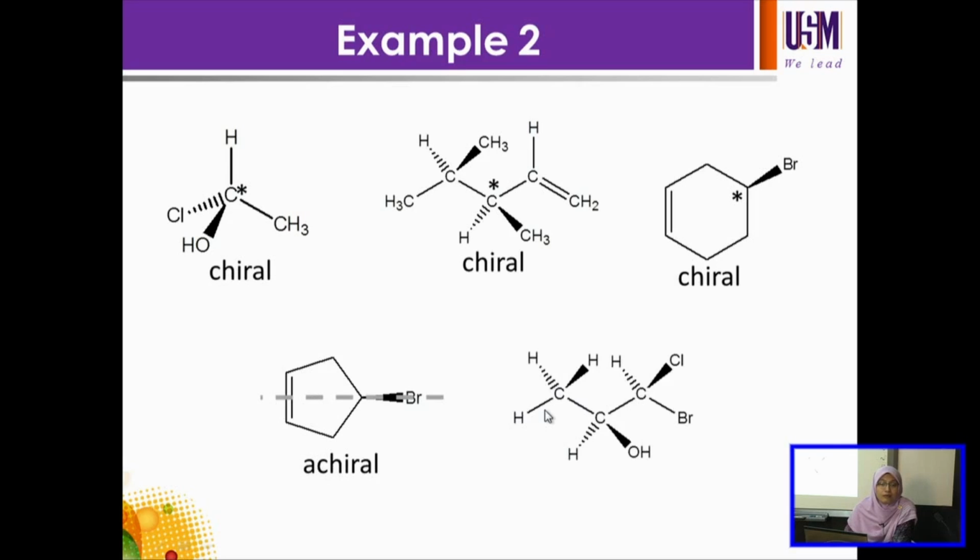And then for compound number 5, you see here we have 3 carbons, and we have 2 chiral centers. This carbon is attached to 4 different groups, which are the methyl group here, hydrogen, hydroxy group, and also 1 whole bunch of these groups. And this carbon is attached to hydrogen, chlorine, bromine, and 1 whole bunch of these groups. So it is also a chiral molecule.